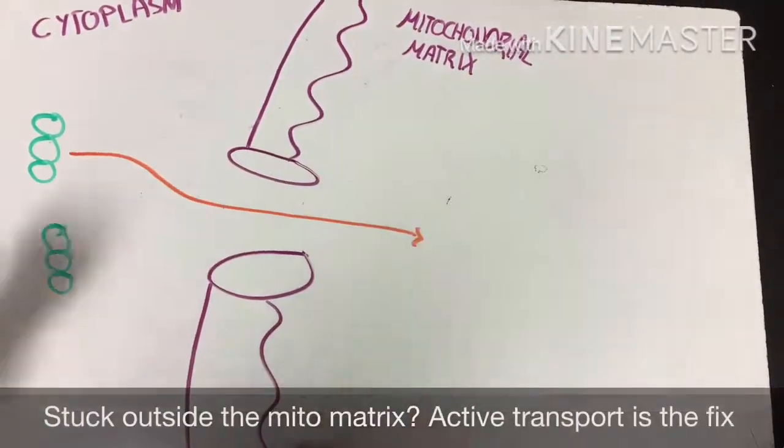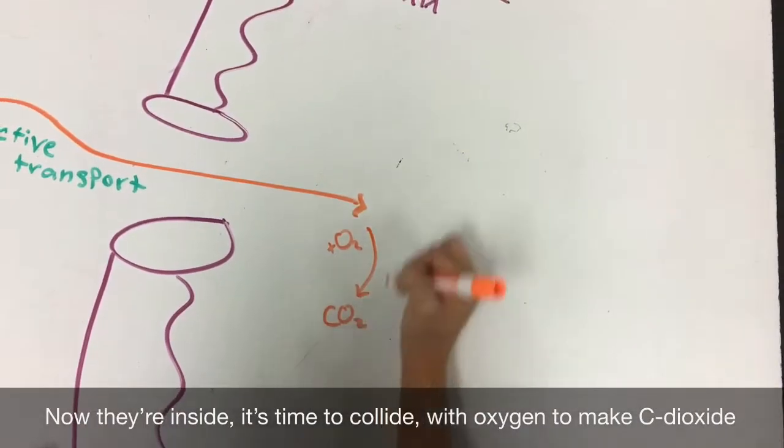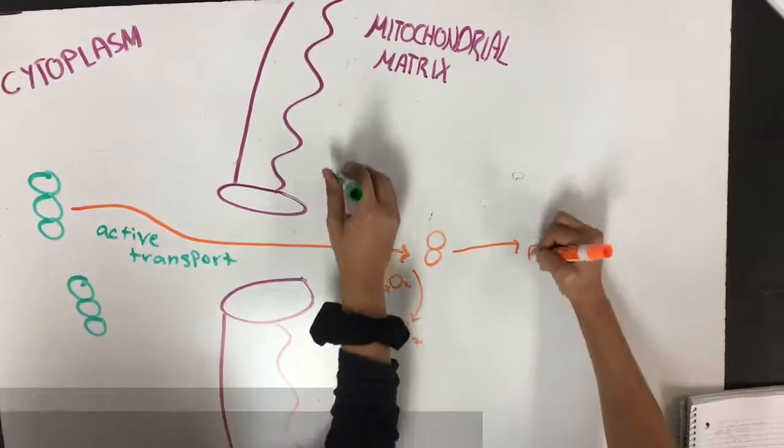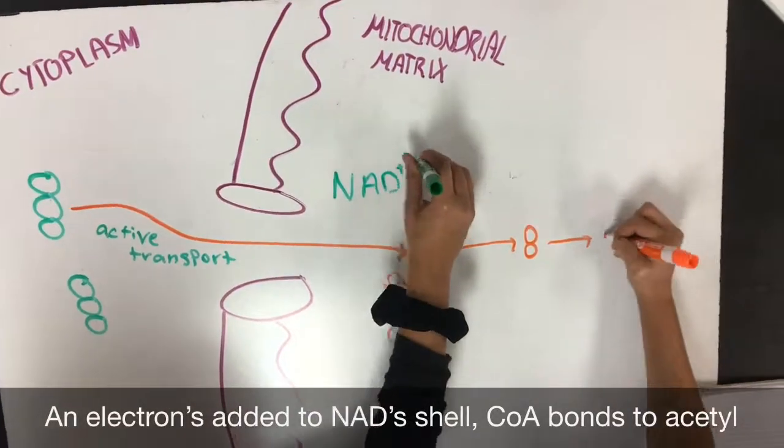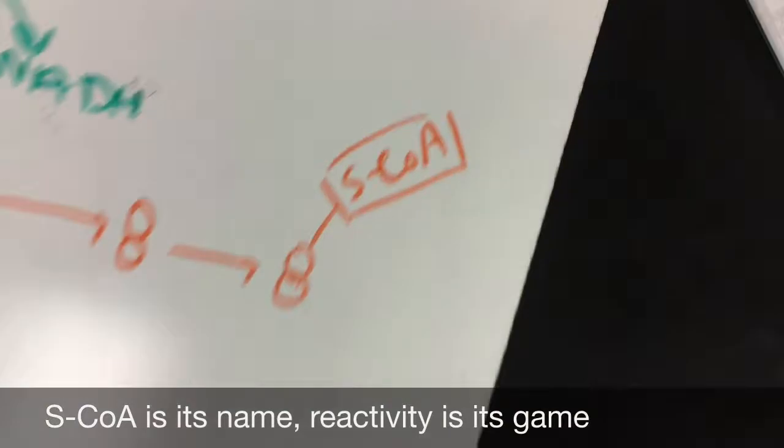Stuck outside the mitomatrix, active transport is the fix. Now they're inside, it's time to collide with oxygen to make CO2, and electrons added to NAD shell. CoA bonds to acetyl. SCoA is its name, reactivity is its game.